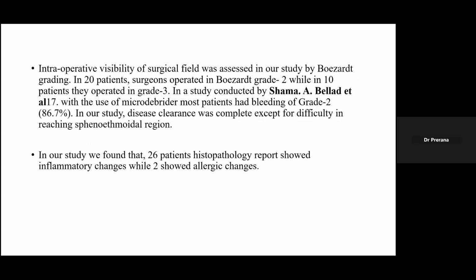The intraoperative visibility of the surgical field during the procedure was assessed in our study by Bajaj's reading. In 20 patients, the surgeons operated with grade 2 Bajaj's bleeding score, while in 10 patients they operated in grade 3. In a study conducted by Shama Bellet et al., with the use of the microdebrider, most patients had bleeding of grade 2. In our study, the disease clearance was complete except for difficulty in reaching the sphenoethmoidal region. We also found that out of 30 patients, 26 had histopathological reports showing inflammatory changes, while 2 showed allergic pathology.